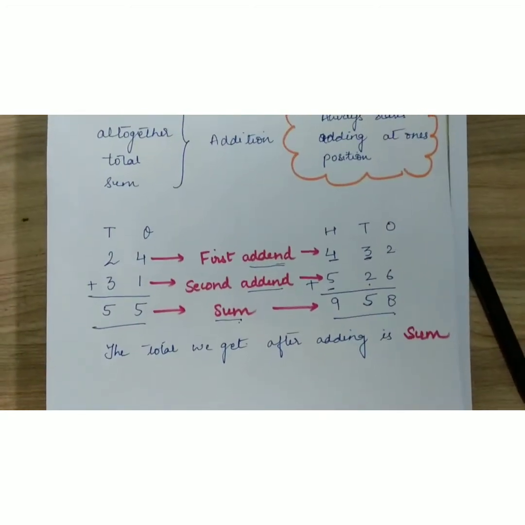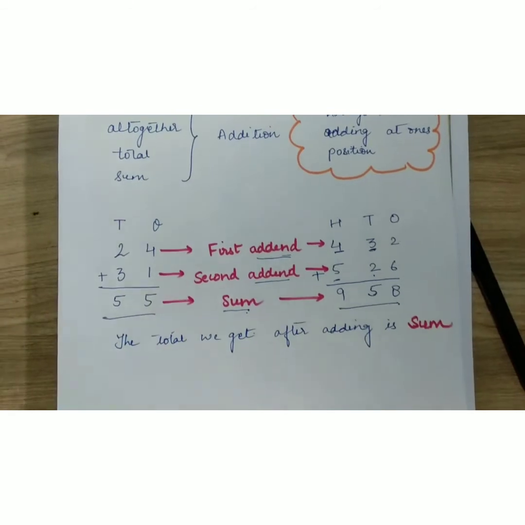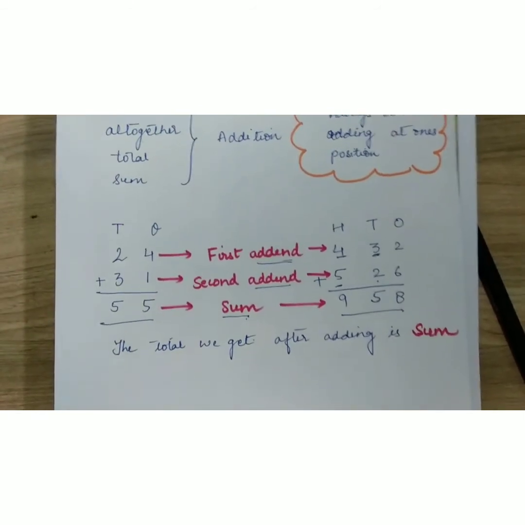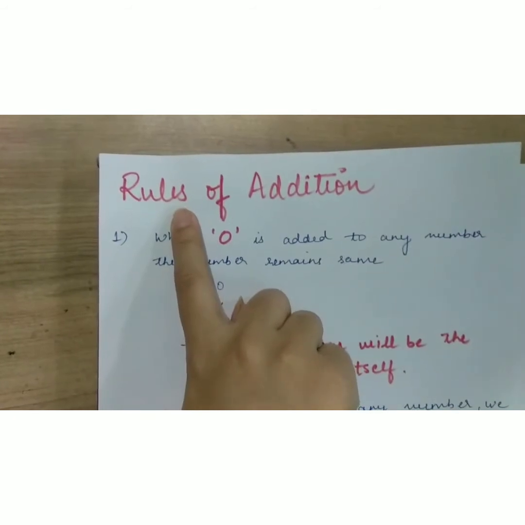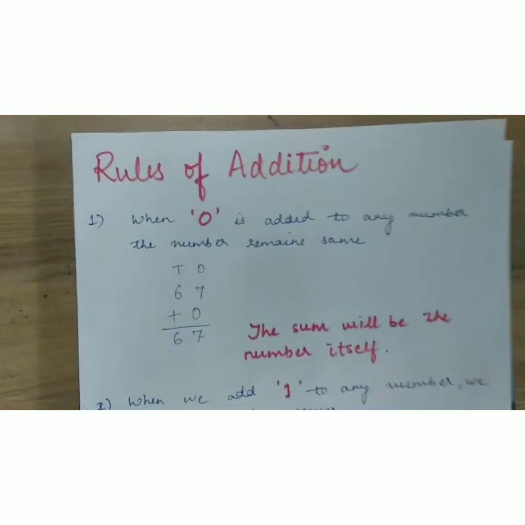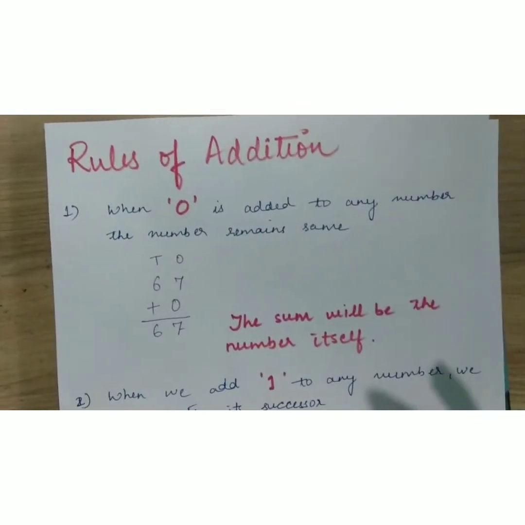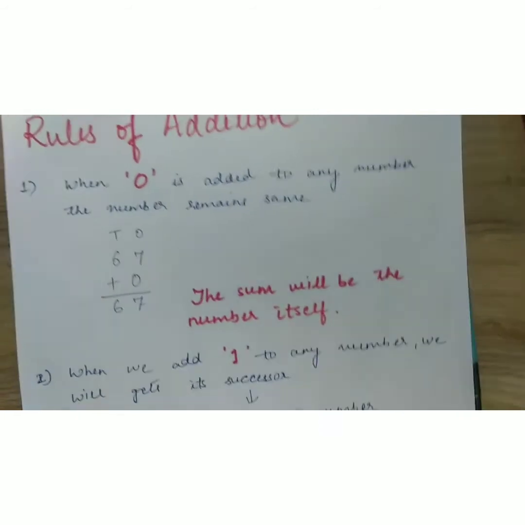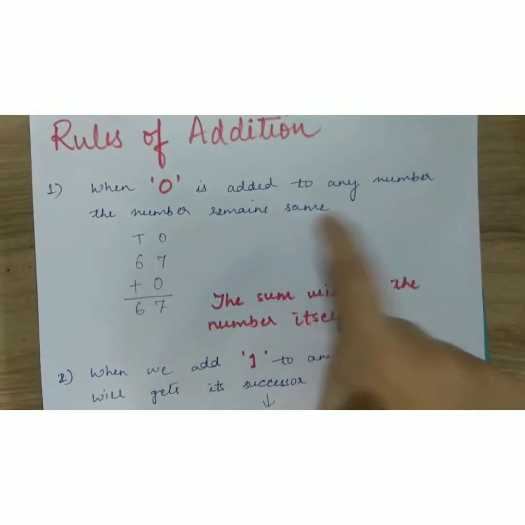Let's see some rules of addition. In the next topic we will learn some rules of adding. We will now study the rules of addition which we have to follow while adding. First rule: when 0 is added to any number, the number remains the same.